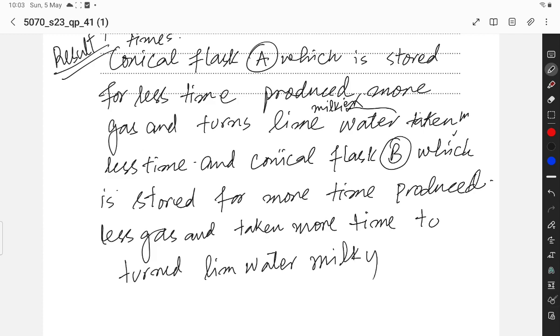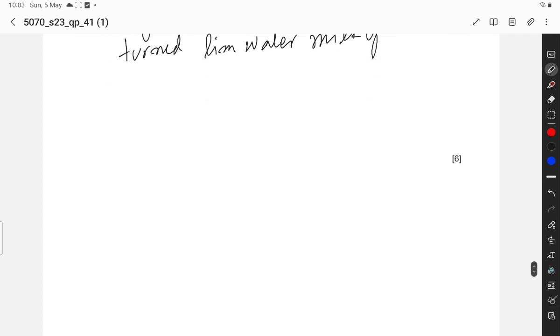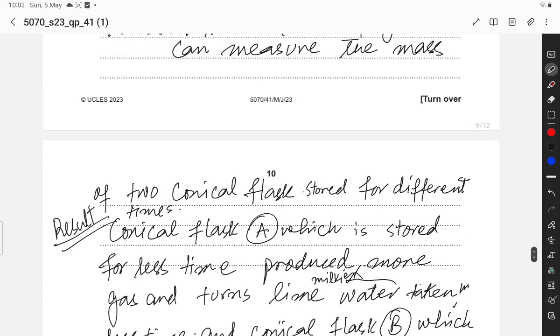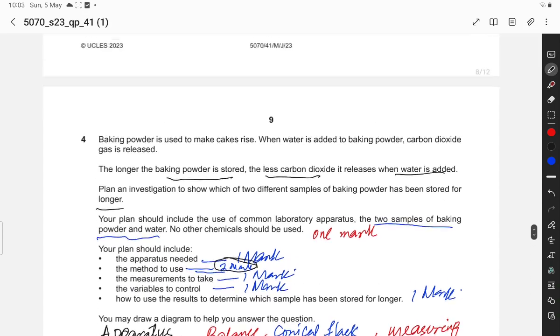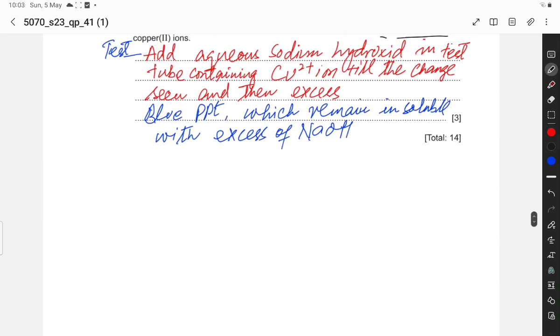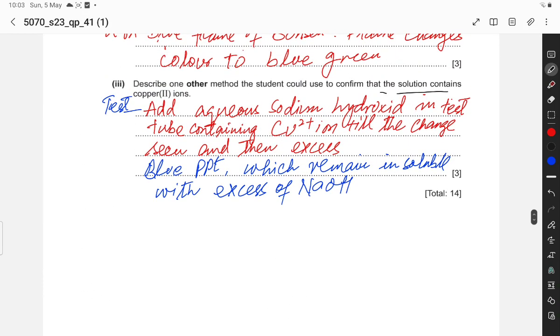So this is all about this paper. Hopefully you understand this paper, and keep these points in your mind while solving the upcoming paper 2024.